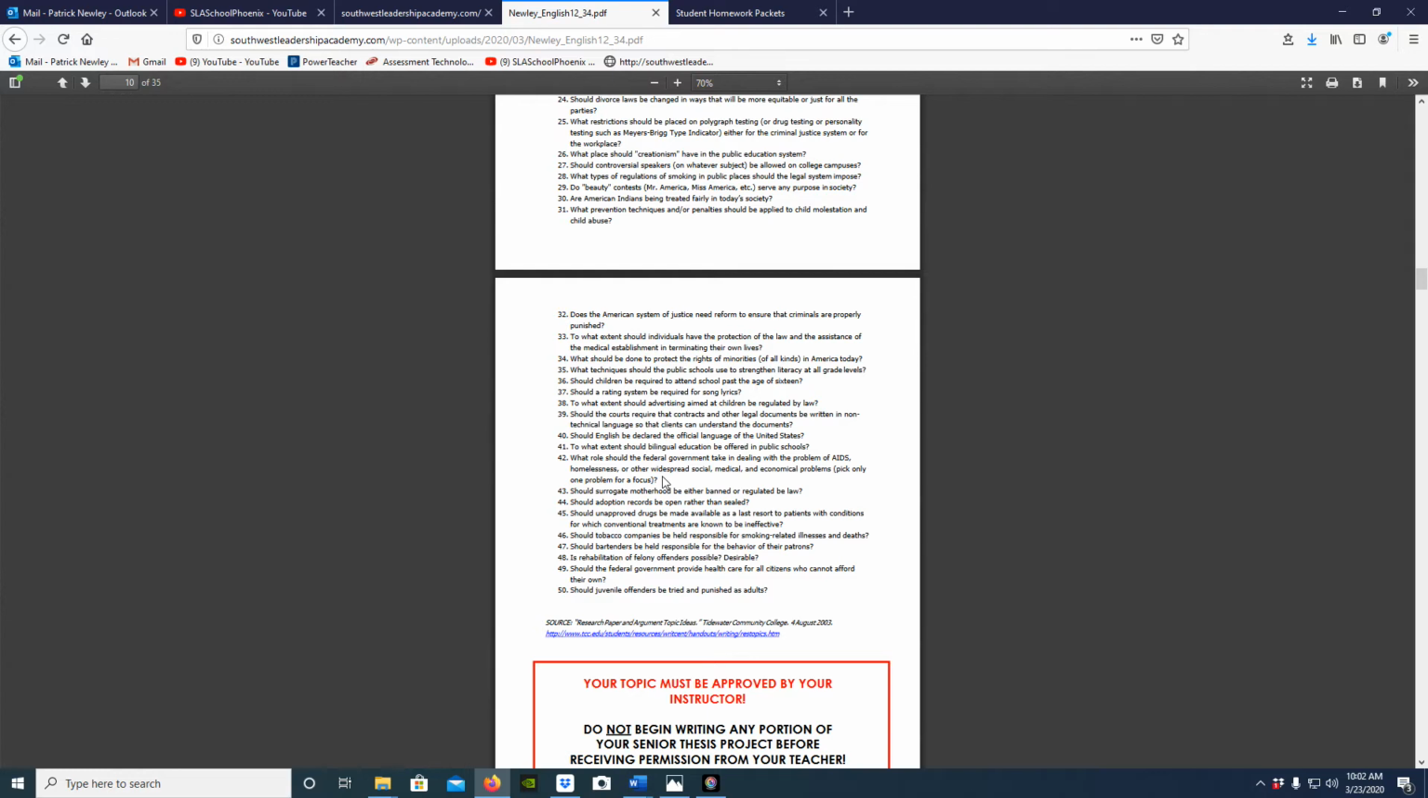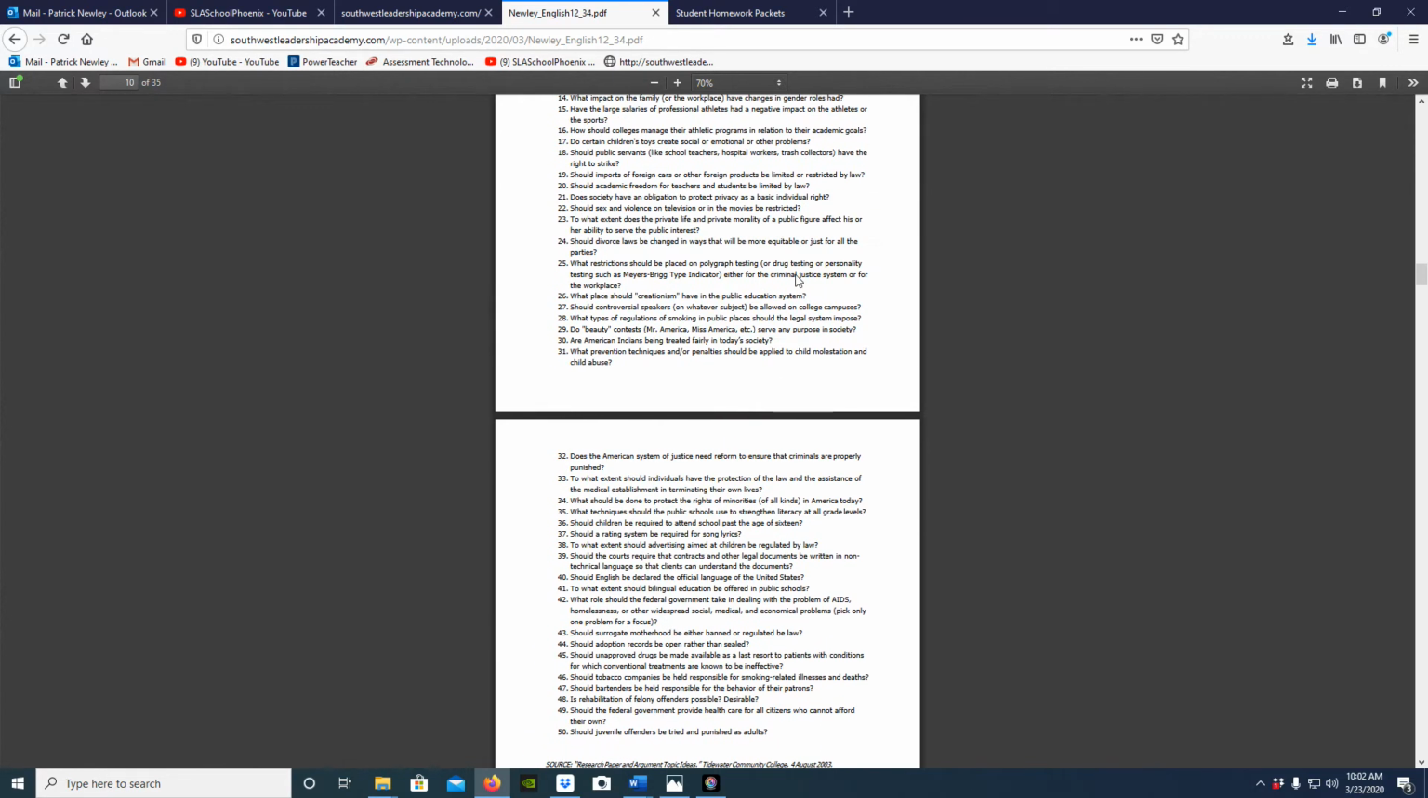So if you remember, for instance, number 30 here, are American Indians being treated fairly in today's society? Your thesis would be something like, American Indians are not being treated fairly in today's society because 1 reason, comma, 2nd reason, comma, and 3rd reason, period. So please make sure that you remember that.